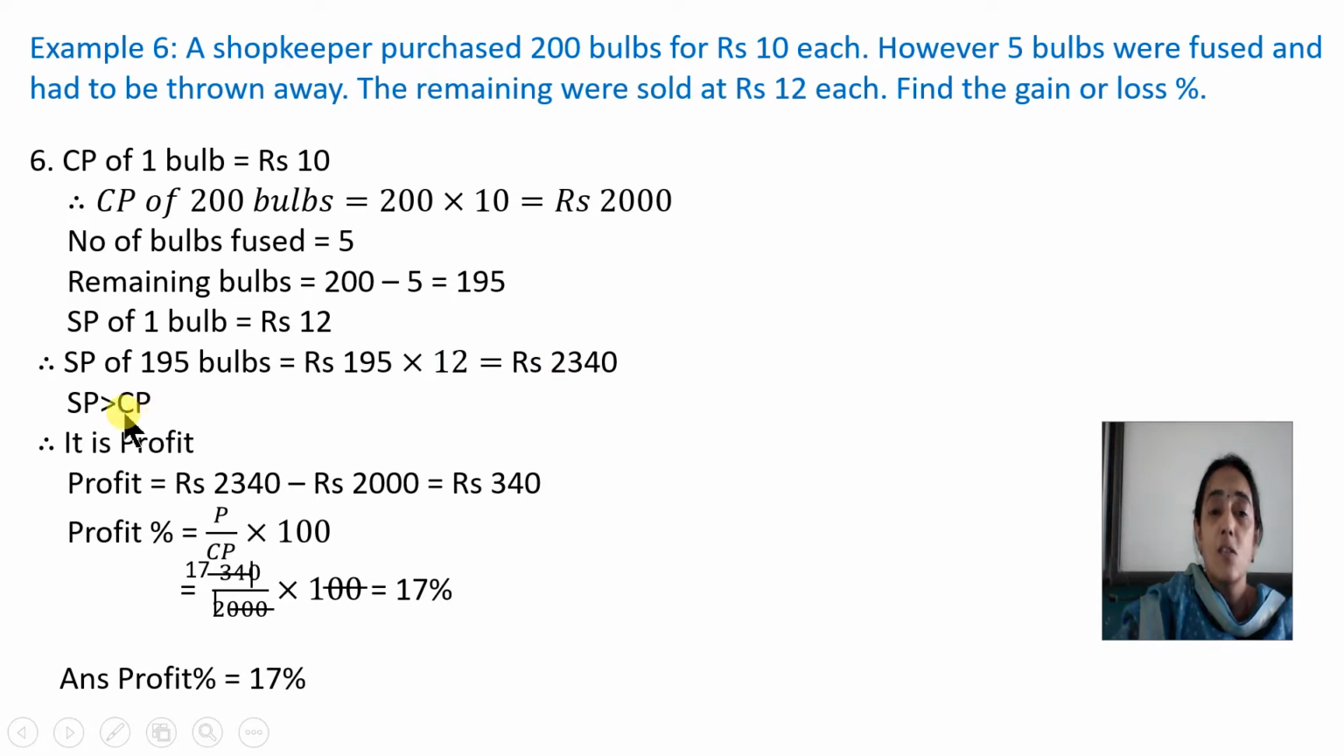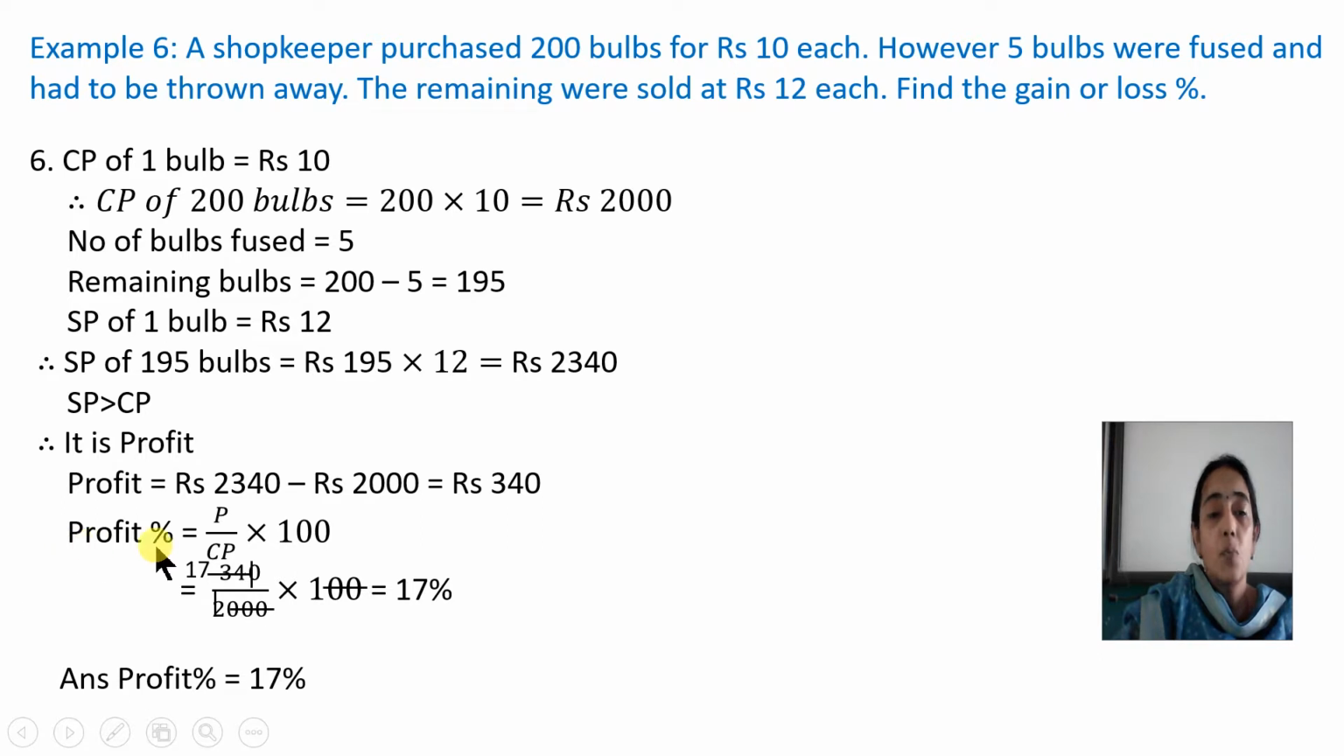Selling price is more than the cost price. Therefore, it is profit. Now, how much is that profit? So, profit is selling price minus the cost price, which is equal to rupees 340. But you are asked percentage gain.